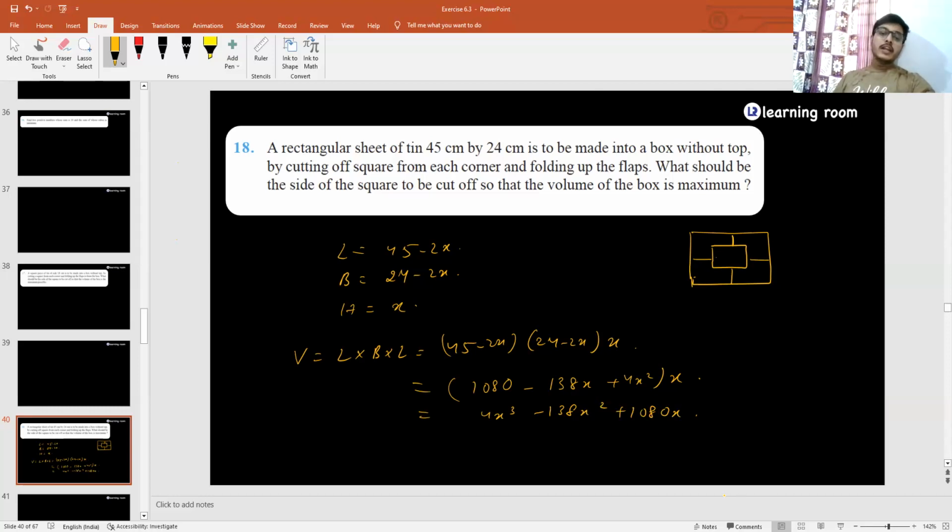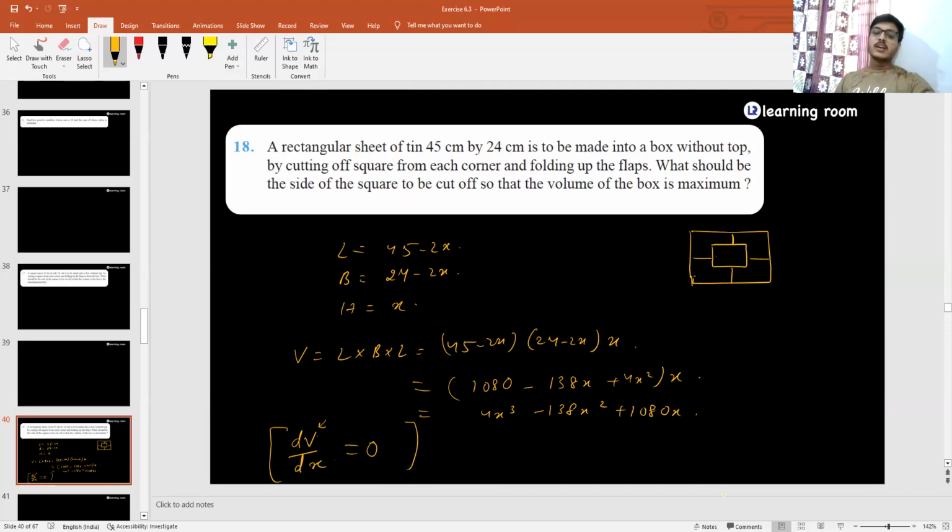Now, in order to gain the maximum value of the volume, what do we do? And with respect to what? We need to maximize this volume with respect to x, the cut length that we have to make. And how do we get the maxima? We get the maxima by putting the derivative to 0 and getting that value of x. Isn't it? This is what we do. Agree or not?